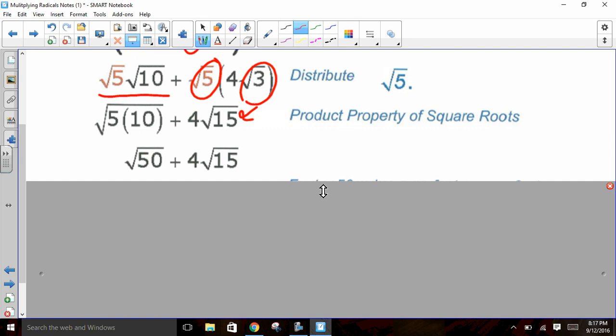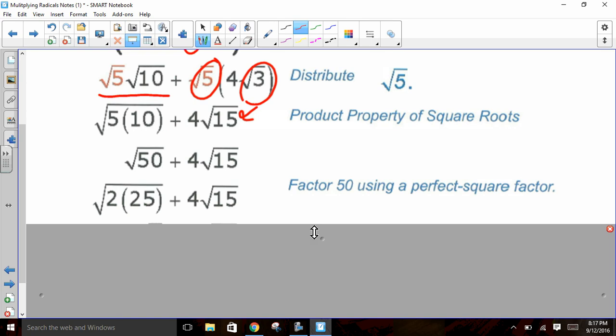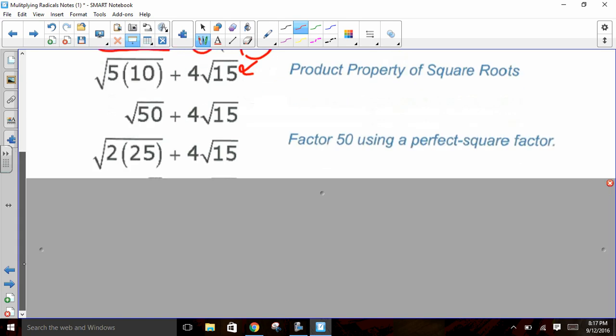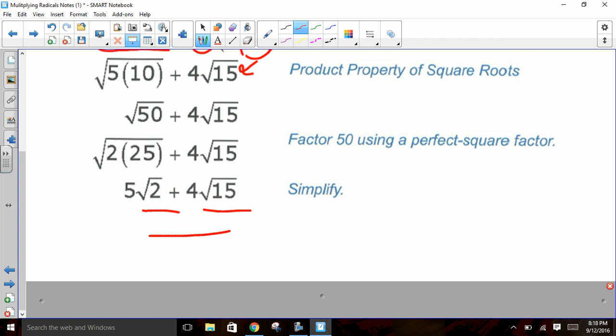So I asked myself, can I reduce any of these? Well, square root of 50 factors, so 2 and 25. Square root of 25 is 5. That square root of 2 cannot be simplified. So I have 5 square root of 2, square root of 15. Do I have the same number here? Nope. So that's my final answer.